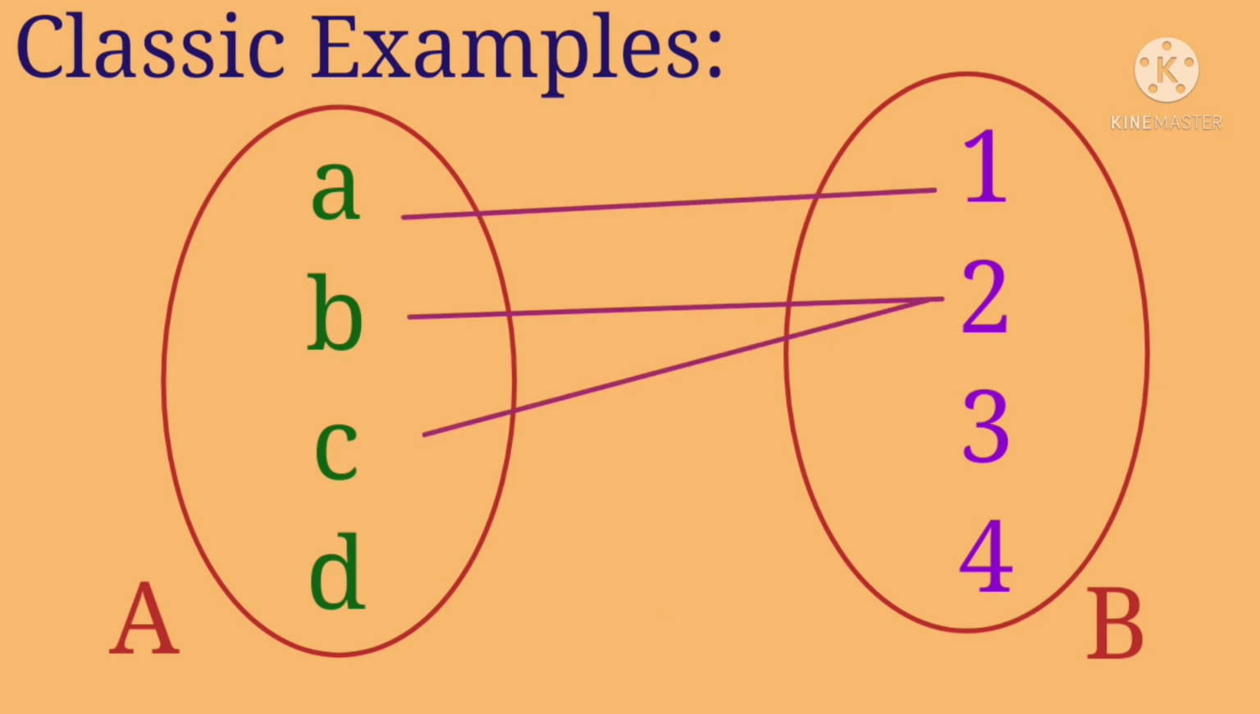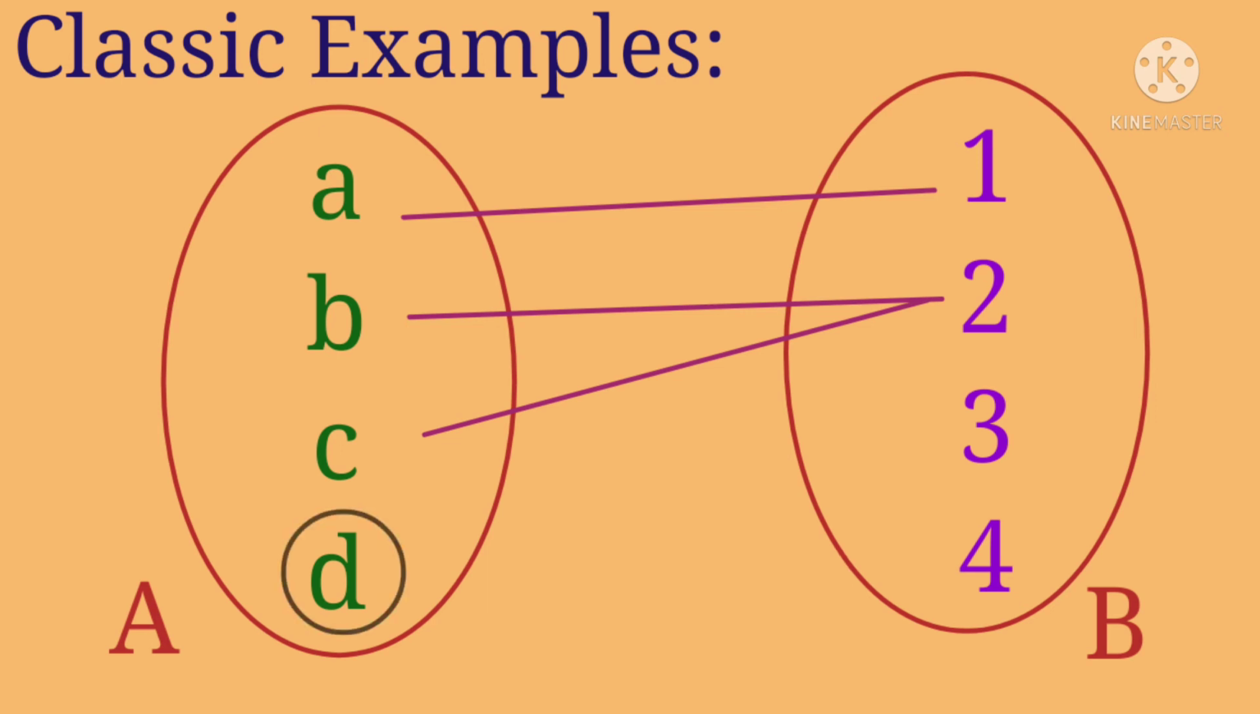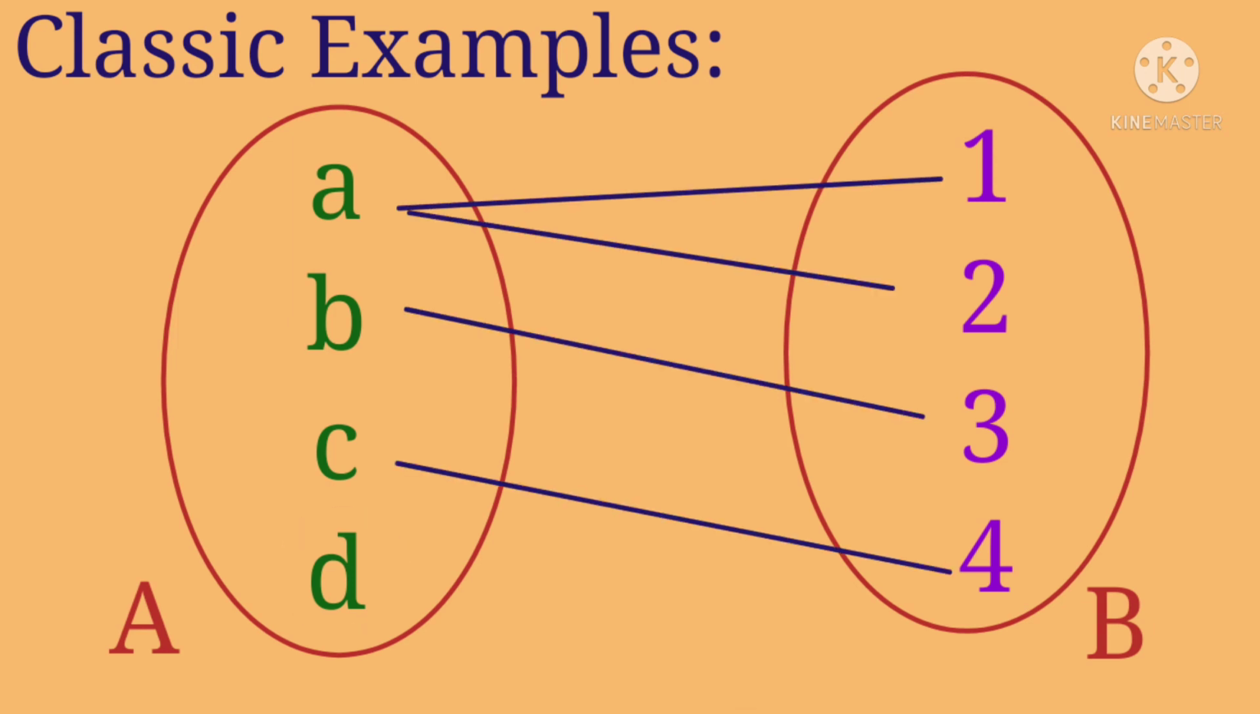In the second type of example, set A and set B are also given, and the D part of set A is left over. According to the first condition, all the elements of A are related to some elements of B. It should have an image in set B, but here the element D of set A doesn't have an image in set B, so it is not called a function.